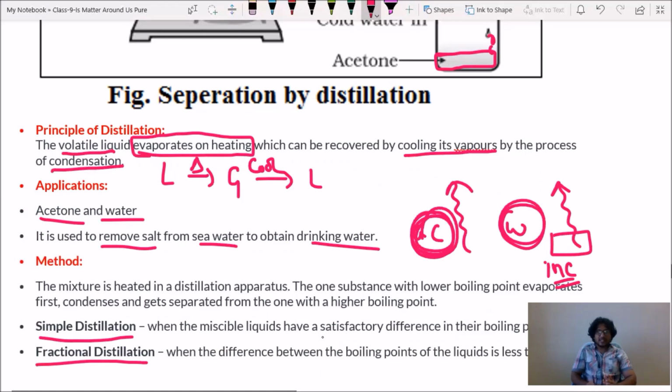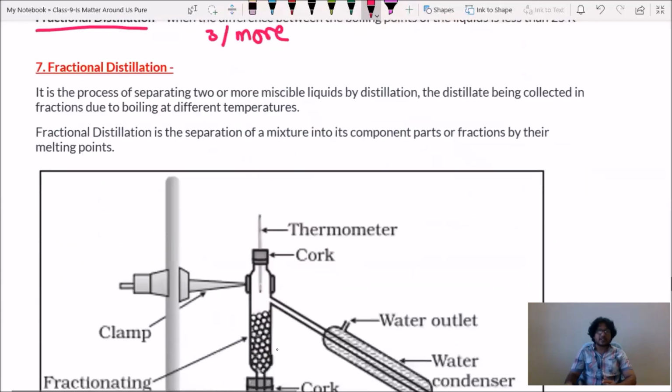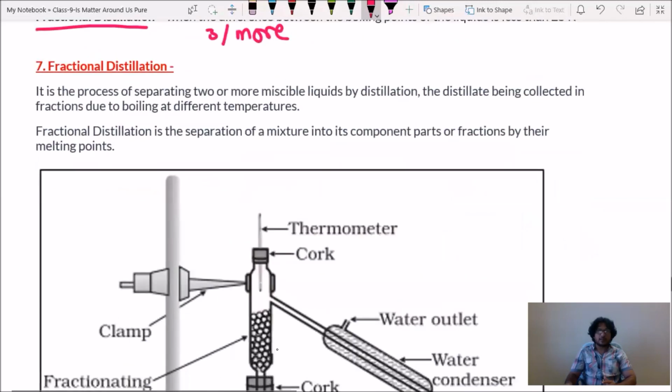When the miscible liquids have a satisfactory difference in their boiling points, I mean simply to say, if you are using only two liquids or a solid plus liquid combination, you can go with simple distillation. While coming to fractional distillation, if you are adding 3 or more liquids, if you take a mixture which contains 3 or more components, you can go with fractional distillation. That, let us learn now.